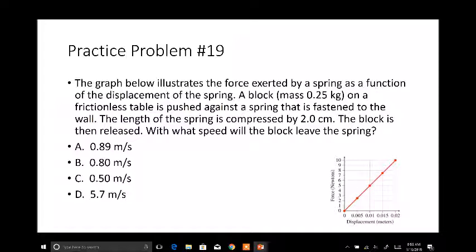Here's what we can do. We can use this graph, first of all, to find the spring constant. Because remember, Hooke's law is F equals negative kx. Solve for k.